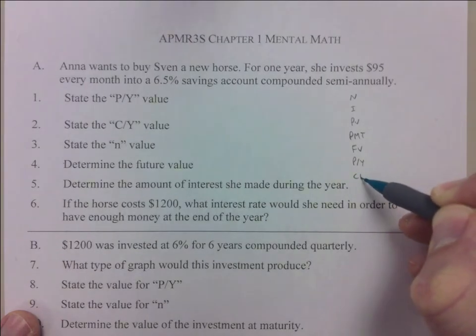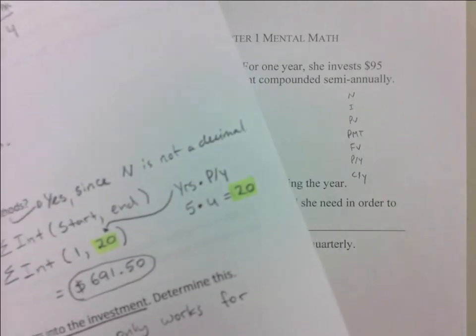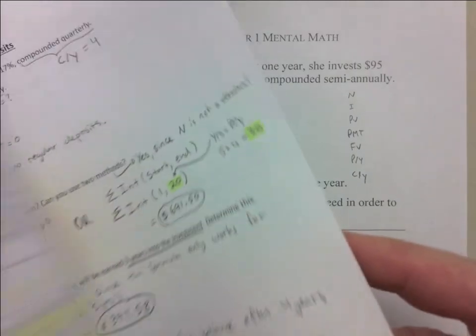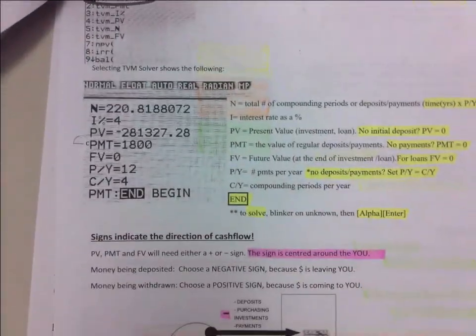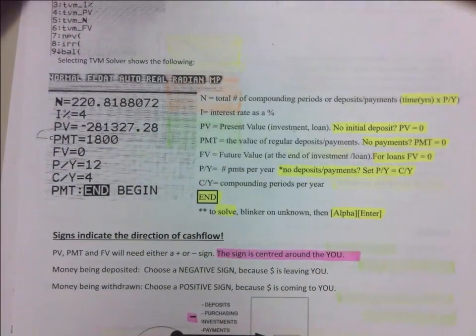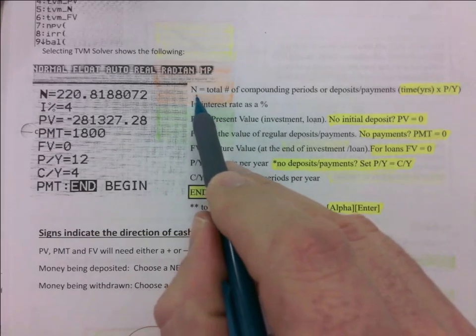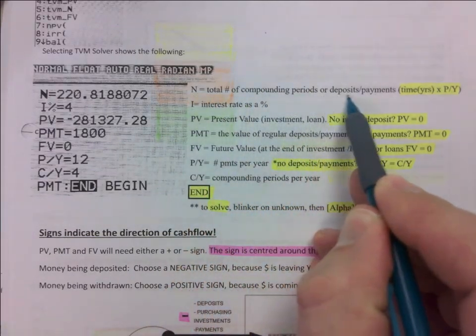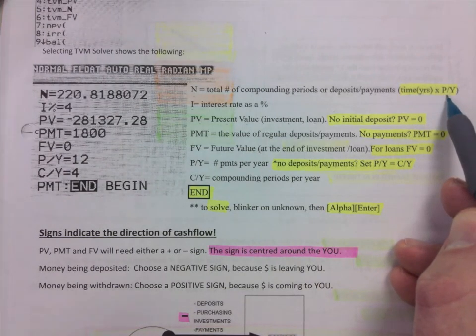And I think before I start solving, I will just take you back to your booklet, where you can find all this information. What is what? That's found on page 34. Just a reminder, what are these things that we're entering? This is a study sheet entry, right? N is the total number of compounding periods. It's always time in years times PY. This is on page 34, right?